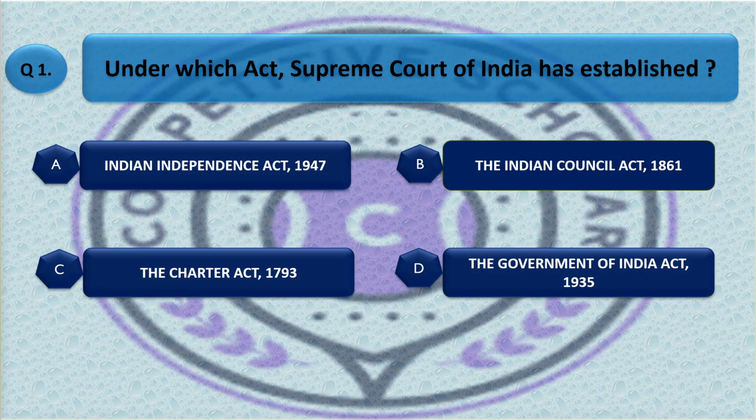So, our first question is, under which Act was the Supreme Court of India established? Option A, Indian Independence Act 1947, the Indian Council Act 1861, the Charter Act 1793, the Government of India Act 1935. So, the answer is option D, that is the Government of India Act 1935.